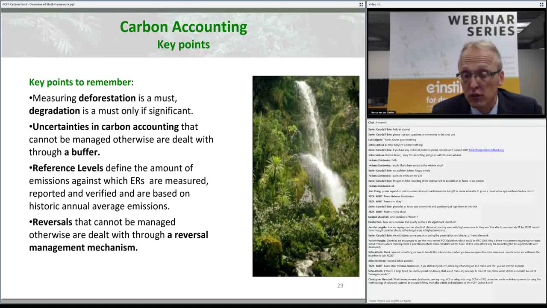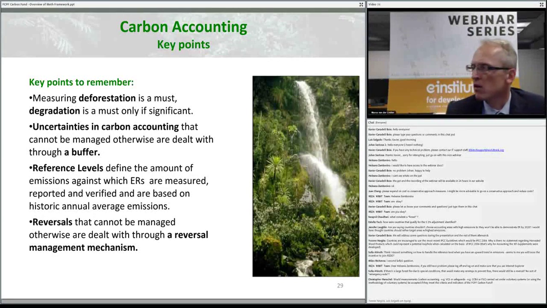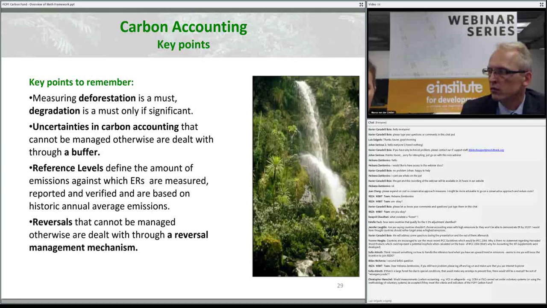Sophia Alroth is asking, or commenting, I think I missed something on how to handle the reference level when you have an upward trend in emissions. Seems to me you will lose the incentive to join REDD. And there's a related question from Jennifer Lolling. Are you saying countries shouldn't choose the accounting areas with high emissions because they won't be able to demonstrate emission reductions by 2020? I would have thought countries should rather target areas with high emissions.